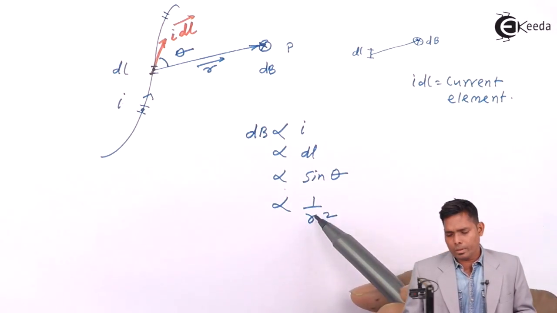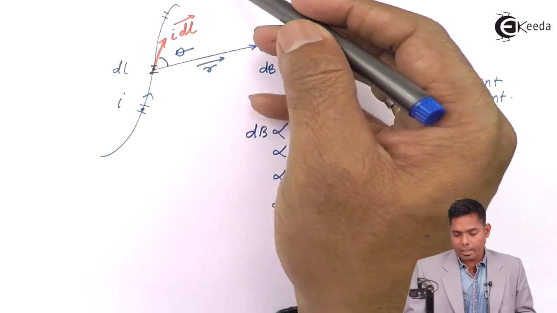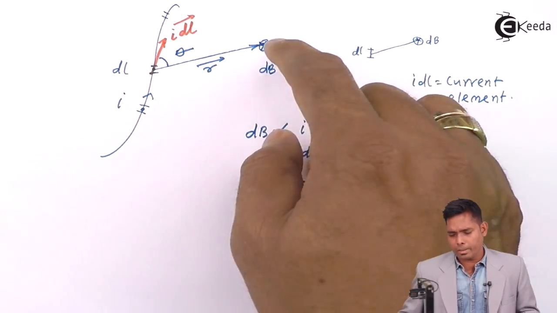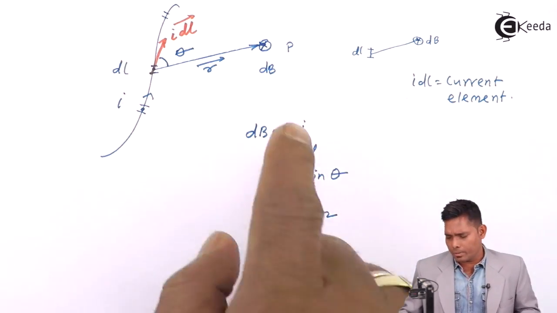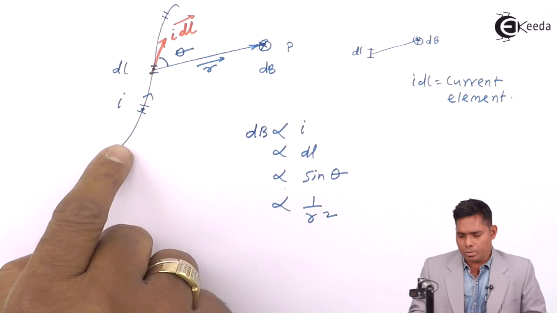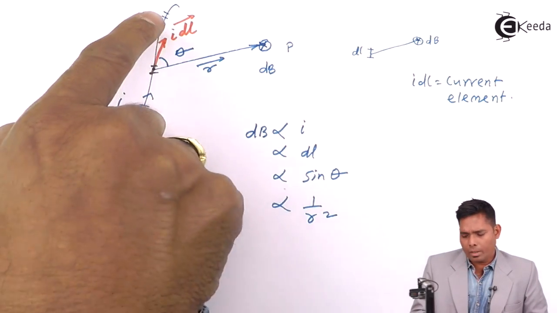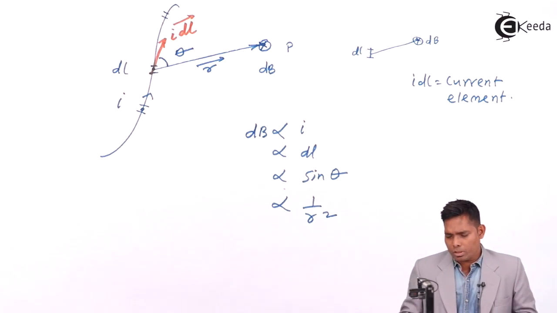So r is also variable, because if the conductor is like that, then different parts of the conductor will be at a different distance from where you want to find the magnetic induction. I want to find the magnetic induction at P, so the distance of that point from here and the distance of that point from here will be different. So these are all variations.